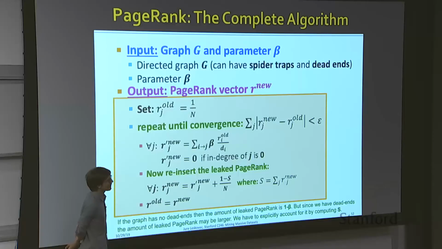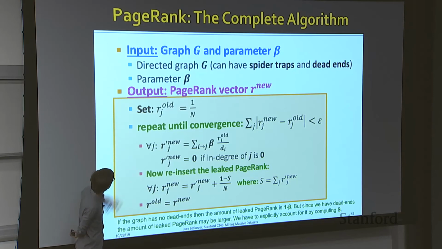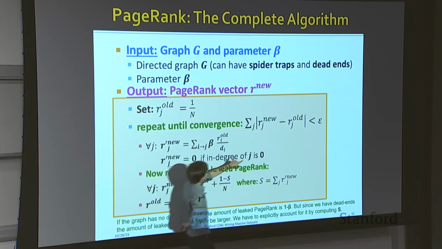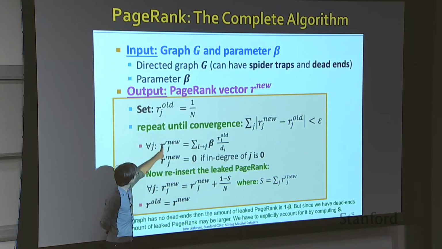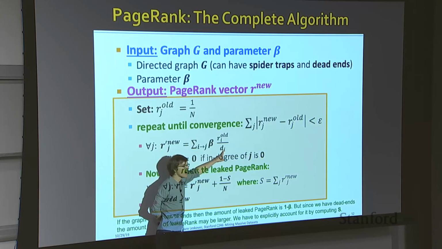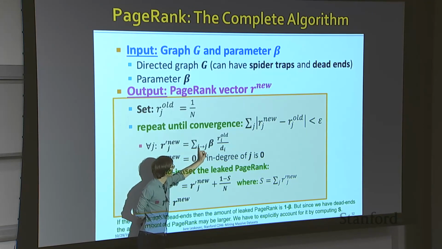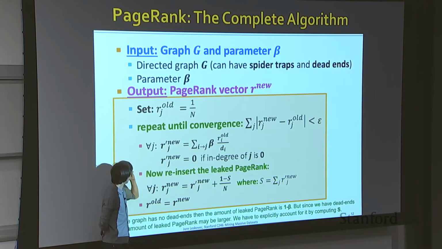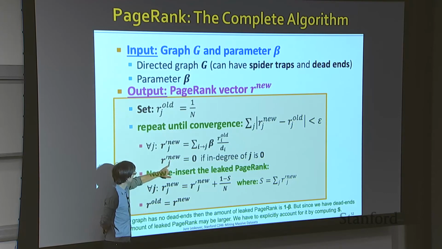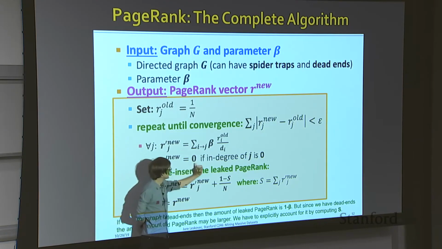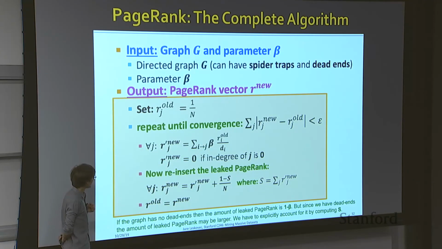And here is the entire algorithm. It's really 3 lines. This is the iteration, and I iterate until there is convergence. I compute R new by taking R old divided by the degree of node i, times beta, over all the nodes i that point to node j. And by definition, the PageRank of node j is 0 if the in-degree of node j is 0, so if there is no way to get into the node.